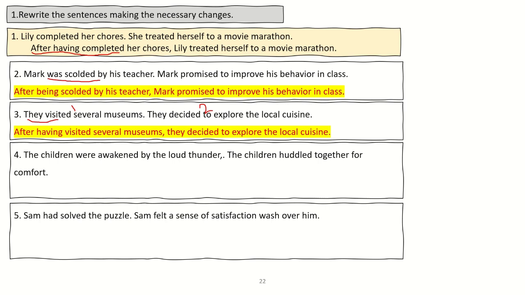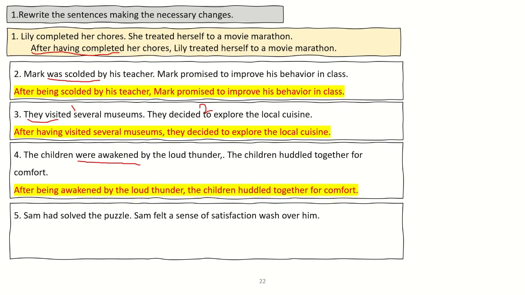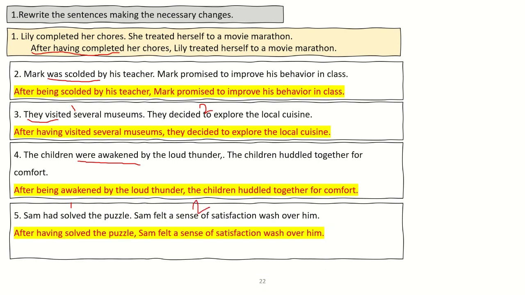The children were awakened. Here I have a passive meaning, so I use "being". After being awakened by the loud thunder, the children huddled together for comfort. Sam had solved the puzzle. Sam felt a sense of satisfaction wash over him. So here I have two actions, one happened before another. I can start with, after having solved the puzzle, Sam felt a sense of satisfaction wash over him.